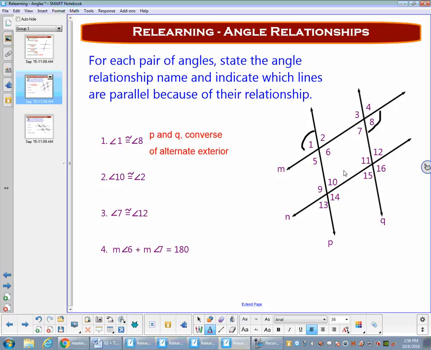Now if we look at 10 and 2, those two are corresponding. And again, what I would do is I would draw here and here, here and here. And of these red lines I've drawn, the two parallel ones, now it's going to be M and N. And this is converse of corresponding.